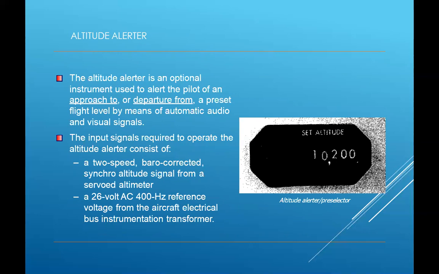Altitude alerter. The altitude alerter is an optional instrument used to alert the pilot of an approach to or departure from a preset flight level by means of an automatic audio and visual signal. The input signals required to operate the altitude alerter consist of a two-speed baro-corrected synchro altitude signal from a servoed altimeter, and a 26-volt AC 400 Hz reference voltage from the aircraft electrical bus instrumentation transformer.